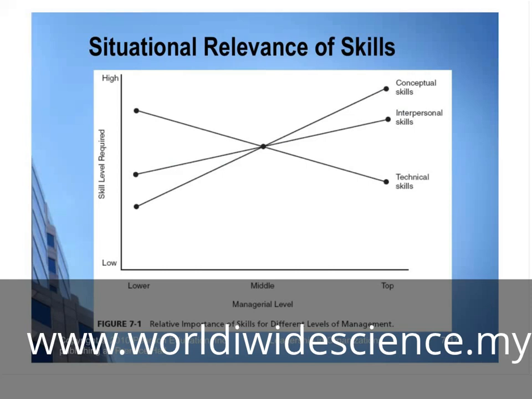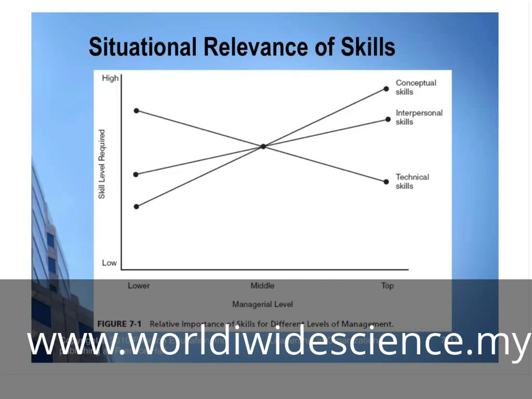If you look here at the situational relevance of skills, you have the skill level and you have the managerial level, right? As you can see, conceptual skills, interpersonal skills, and technical skills are ranked there. For the top managerial level, you need to have the highest conceptual skills, the second highest interpersonal skills, and then technical skills. Technical skills are the basic.